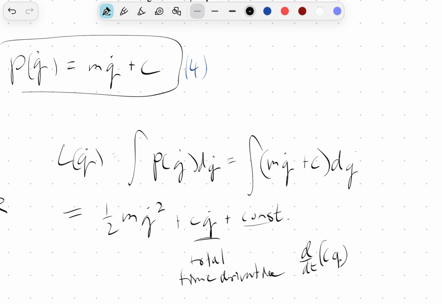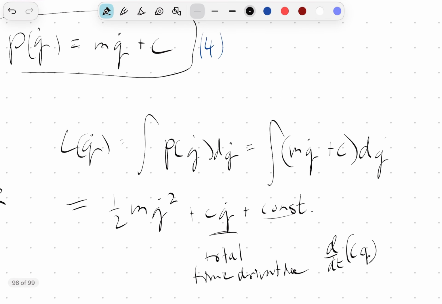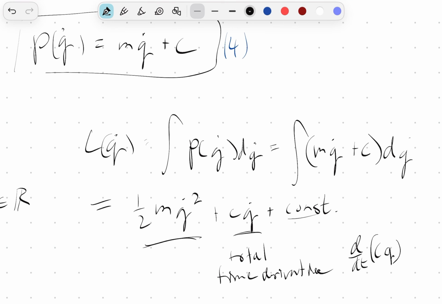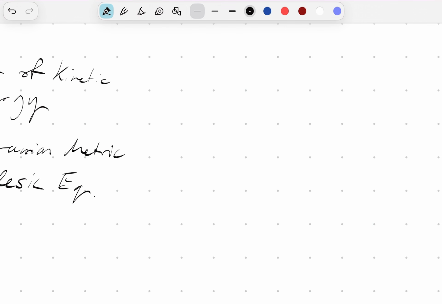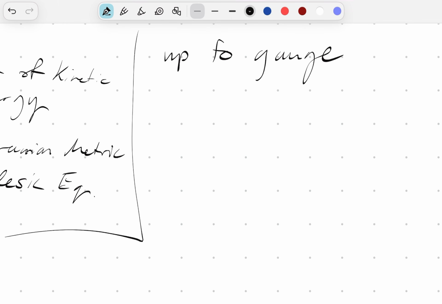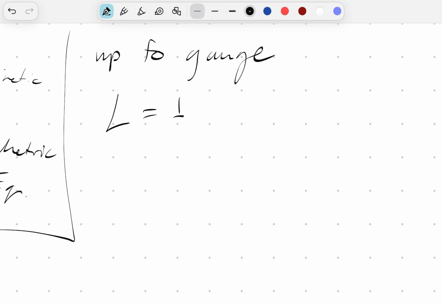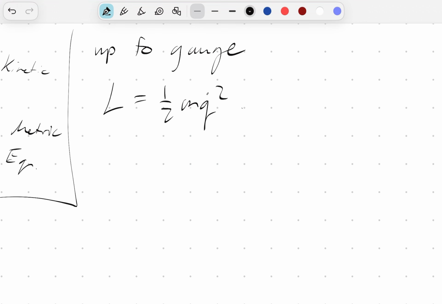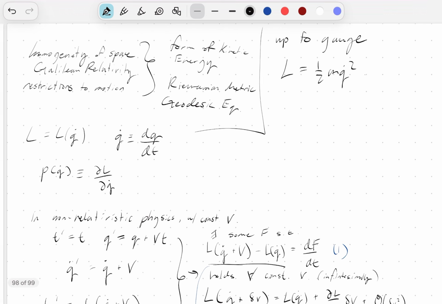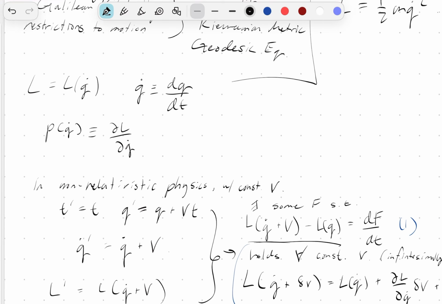So what we would say then is, up to gauge terms, the Lagrangian for a free particle is 1/2 m q dot squared. And so this is just the familiar quadratic kinetic energy. And we didn't actually use any ad hoc assumptions. We forced it by the requirement of a Galilean boost here.